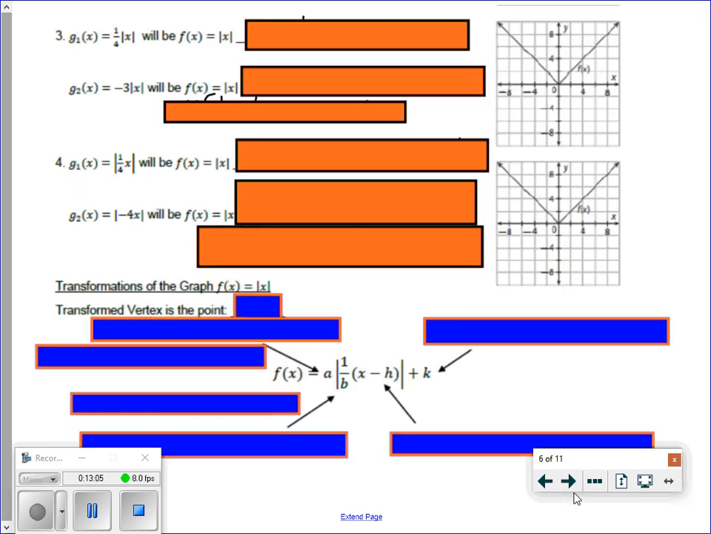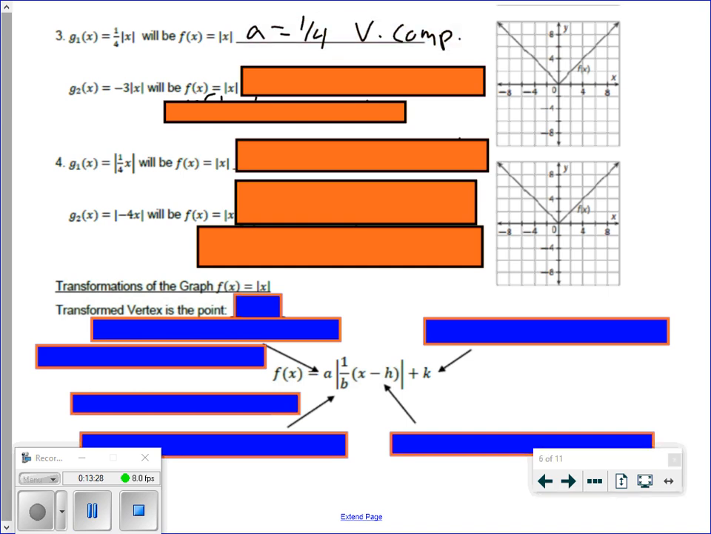So let's keep on going. This page, and this slide over here, we're just going to continue on. In this case, we're dealing with stretches, compressions, and reflections. So on number 3, we have g sub 1 of x equals 1 over 4 times the absolute value of x. So if you compare it to your general transformation of the absolute value function, what I wrote in the previous slide, we can see that that 1 over 4 is related to our a. So our a is 1 over 4.